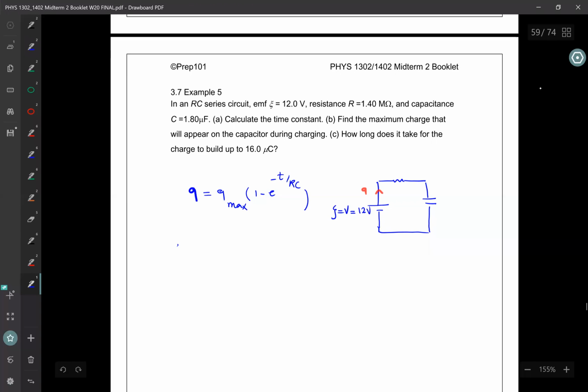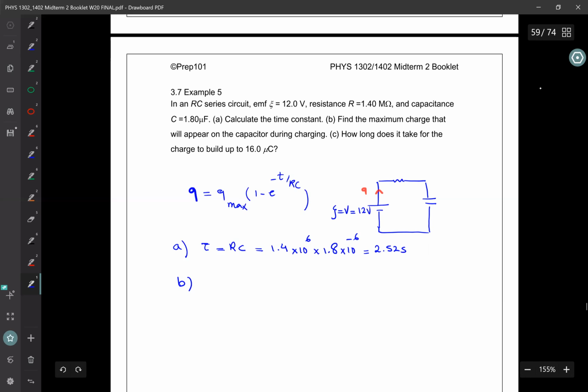For part A, they have asked us to calculate the time constant. The time constant is equal to R times C. Now, R is given in mega ohm, so you could write it as 1.4 times 10 to the power of 6 ohm. C is given in microfarad, so you could write it as 1.8 times 10 to the minus 6 farad. When you multiply these two numbers, you will get 2.52 seconds.